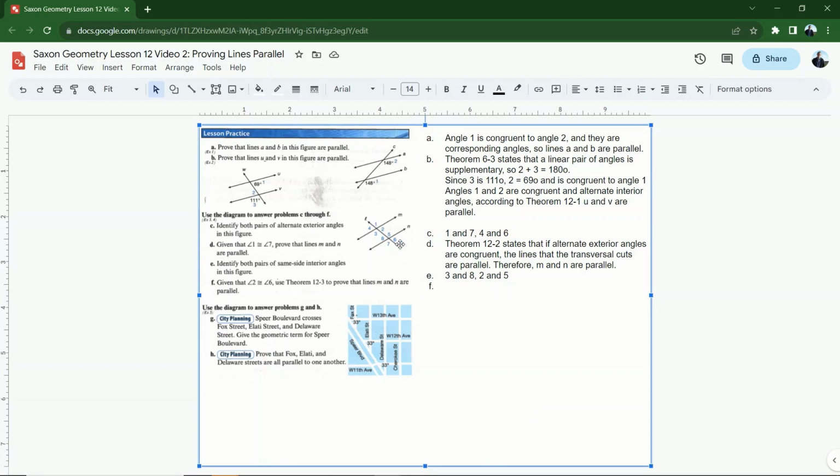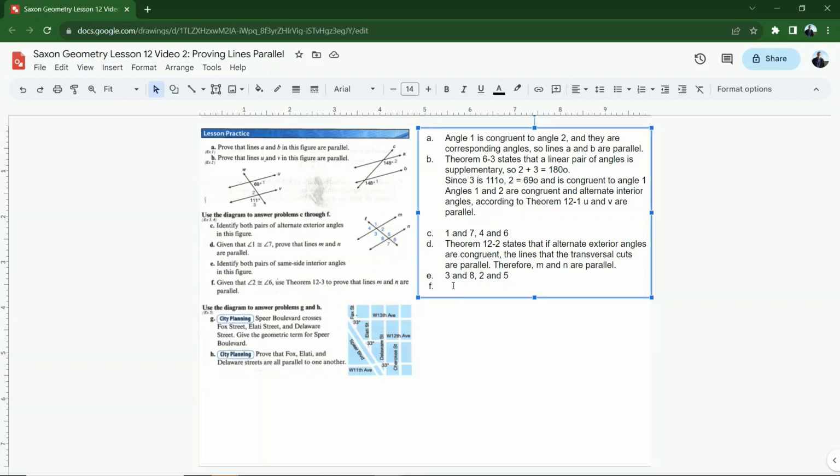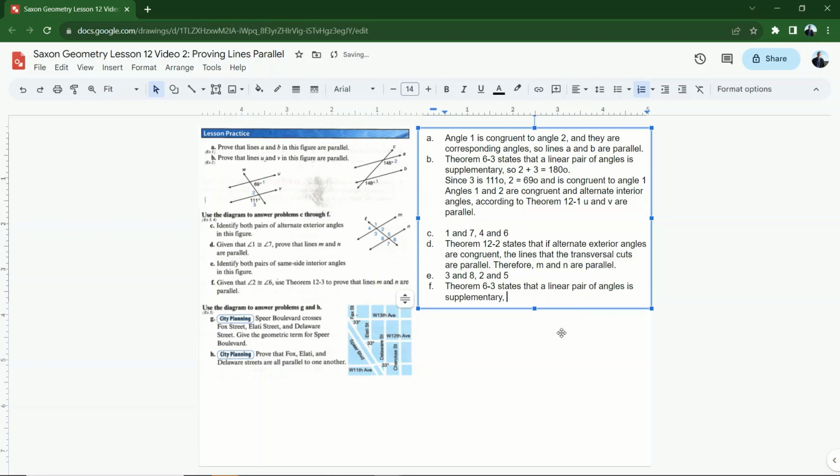Now, 2 and 6 are corresponding angles. So it'd be really easy to use the postulate in this lesson to prove this. However, I'm not supposed to use the postulate, I'm supposed to use theorem 12.3 about same side interior angles. How do I do that? Well, again, I'm going to go back and refer to theorem 6.3. Theorem 6.3 states that a linear pair of angles is supplementary.